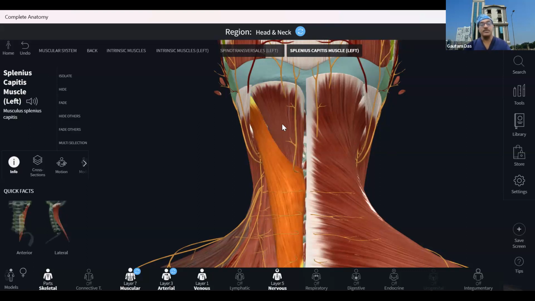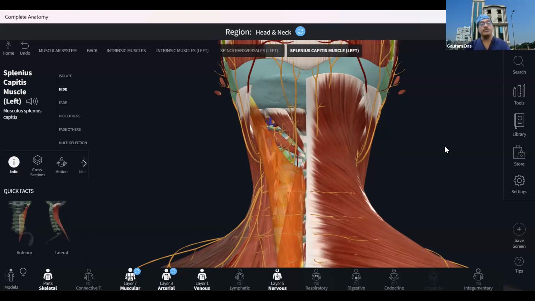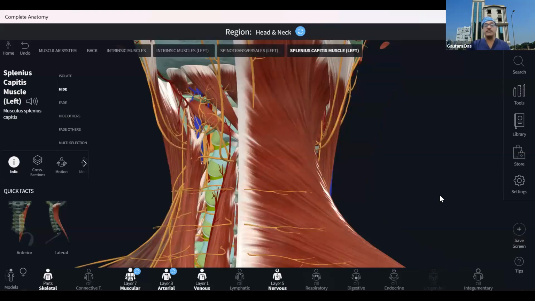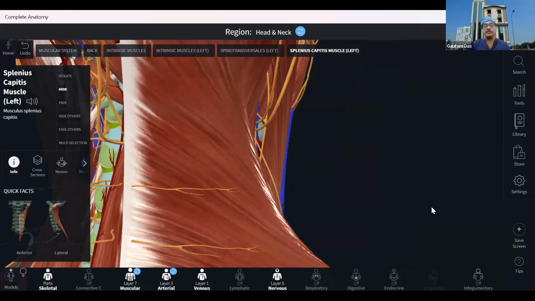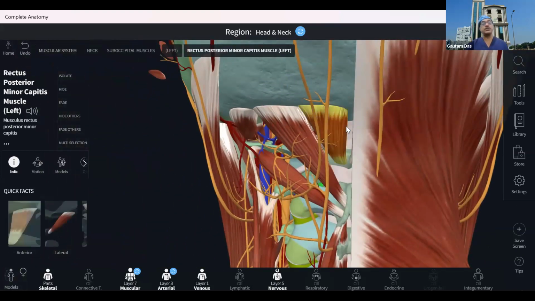If I remove the semispinalis capitis and the splenius capitis, then a few small muscles come out below this. One of them, this one, is your rectus capitis posterior minor, which is from C1. Let me magnify it. So this muscle is your rectus capitis posterior minor. This is from C1 to the occiput.